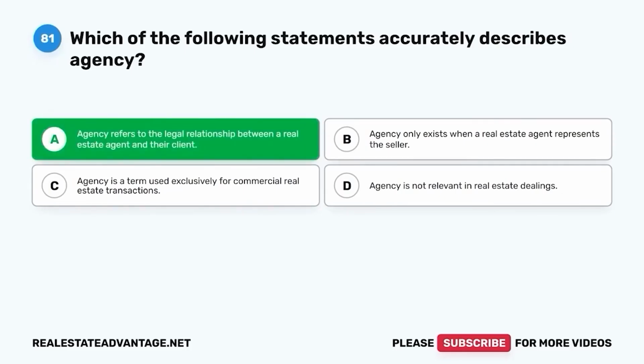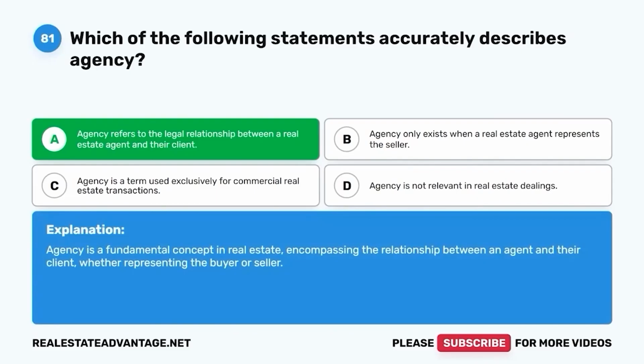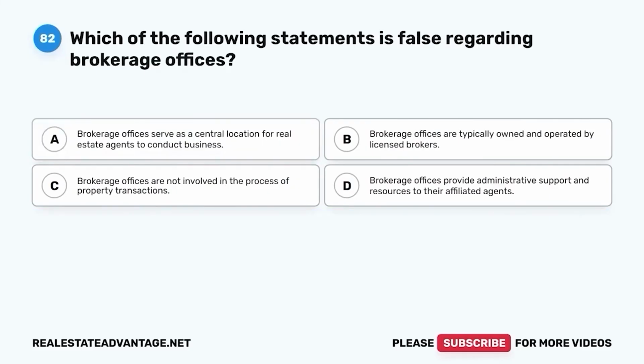A. Agency refers to the legal relationship between a real estate agent and their client. Agency is a fundamental concept in real estate, encompassing the relationship between an agent and their client, whether representing the buyer or seller.